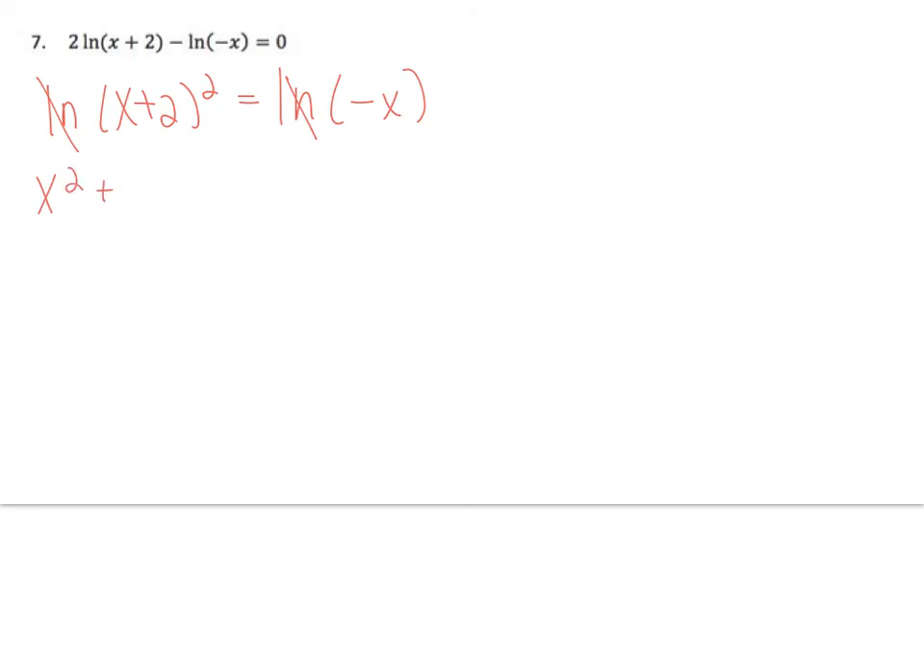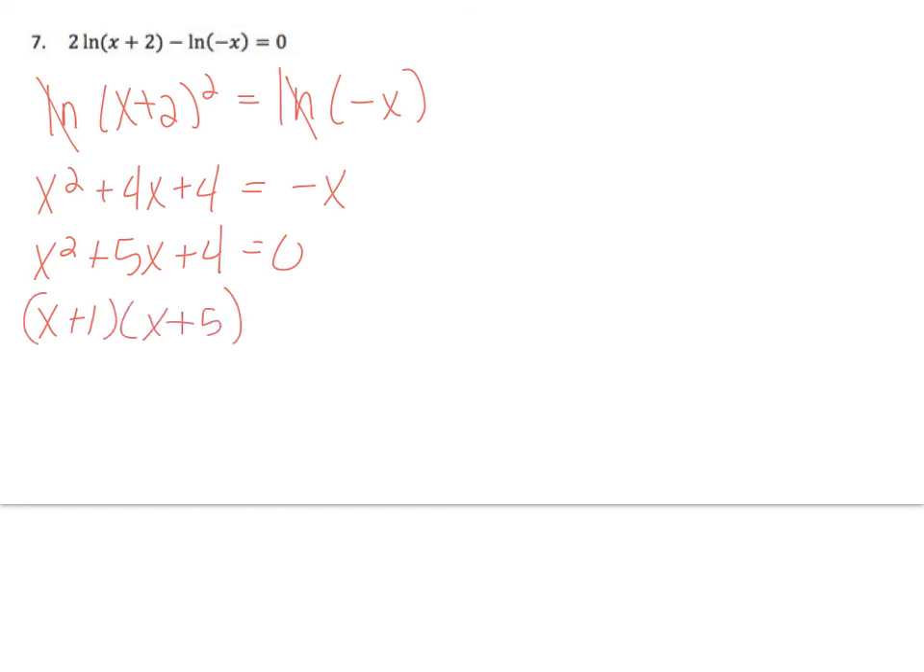x squared plus 4x plus 4 equals negative x. x squared plus 5x plus 4 equals 0. Factor that, x plus 1, x plus 5, nope, I need a x plus 4, sorry. Blip in my factoring skills. So x equals negative 1 or x equals negative 4, and yes, we have to check both of those.